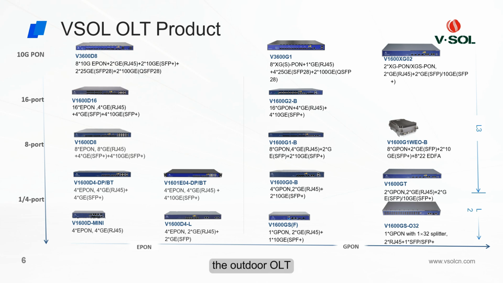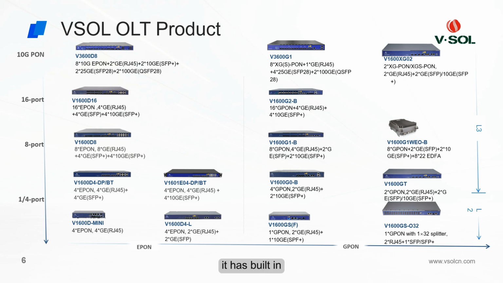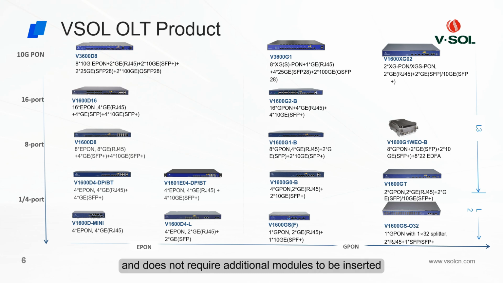The outdoor OLT has been extended according to the 8-port GPON OLT, providing 8 PON ports and integrated EDFA. In addition, we also have options for Layer 2 OLTs, including 1, 2, and 4-port OLTs, and a 1 PON port GPON OLT that can provide services to small hotels. It has built-in optical modules and does not require additional modules to be inserted. The EPON OLT with 2 to 4 PON ports can be used in small networks without routing functionality.